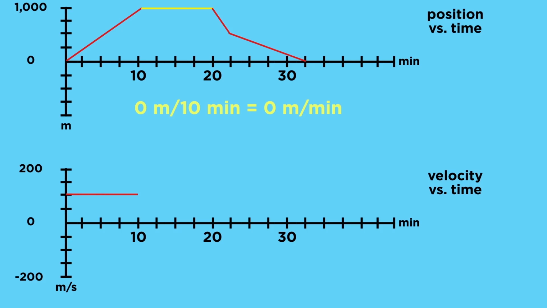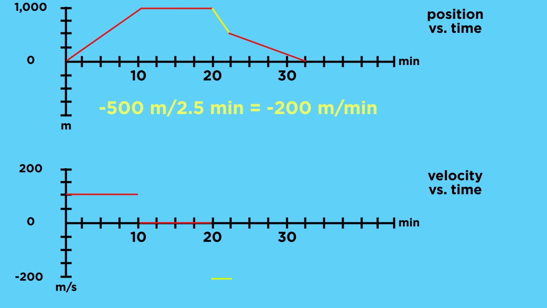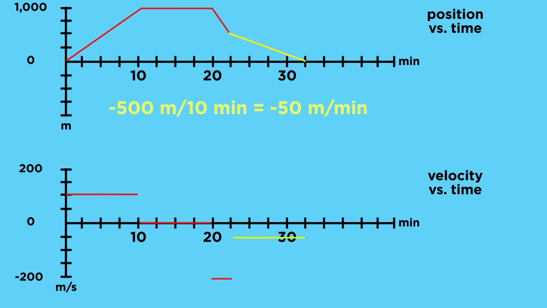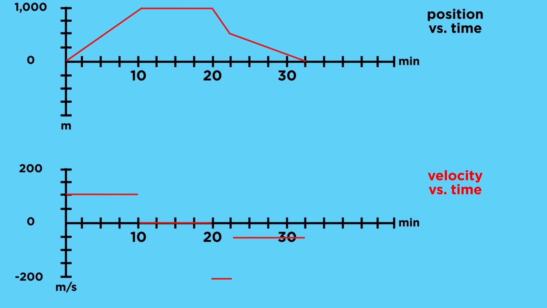Then you were at rest for 10 minutes, so your velocity was 0. We can draw another horizontal line segment for that time period right on the axis. Then you began moving in the negative direction, so you had a negative velocity. That sounds strange, but remember that velocity is different from speed in that we are also reporting direction. So here, if we went 500 meters in the negative direction over 2.5 minutes, you had a velocity of negative 200 meters per minute, which is down here below the axis. Then, for the last 10 minutes, you had a velocity of negative 50 meters per minute, and there is our graph of velocity versus time.